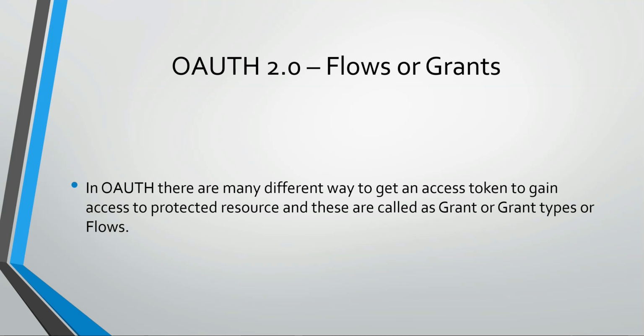As we discussed in the last slide, there are many ways to get an access token from the identity server to gain access to the protected resource in OAuth 2. These ways are called flows or grants, or sometimes grant types, which is the most important thing in OAuth to understand. If somebody asks what grant types you support or what flows you support, they really are asking what ways your identity provider allows to get a token.